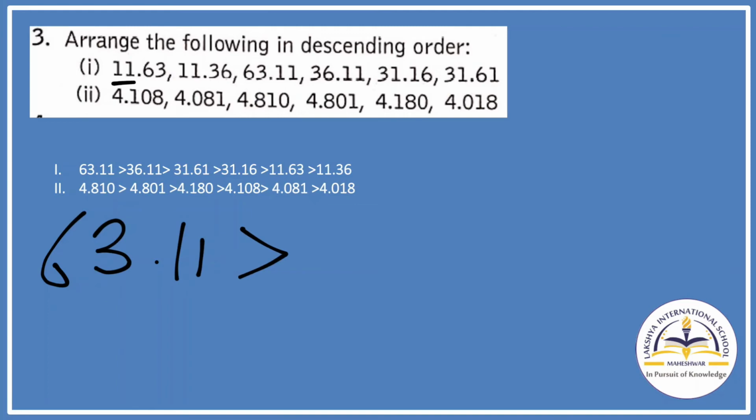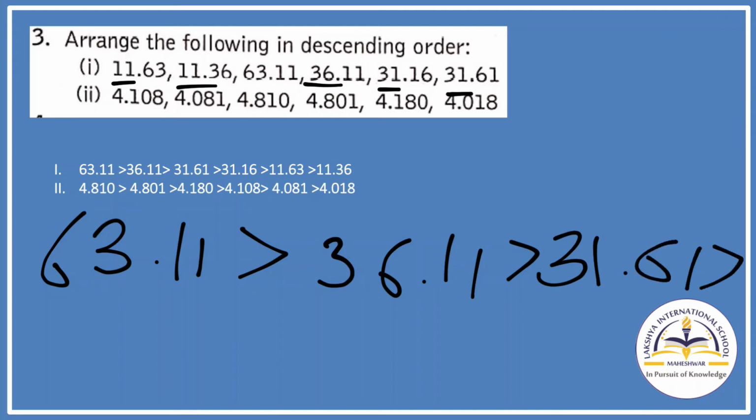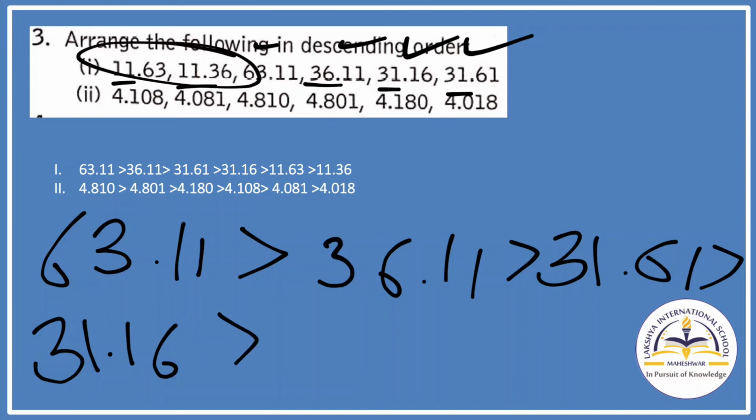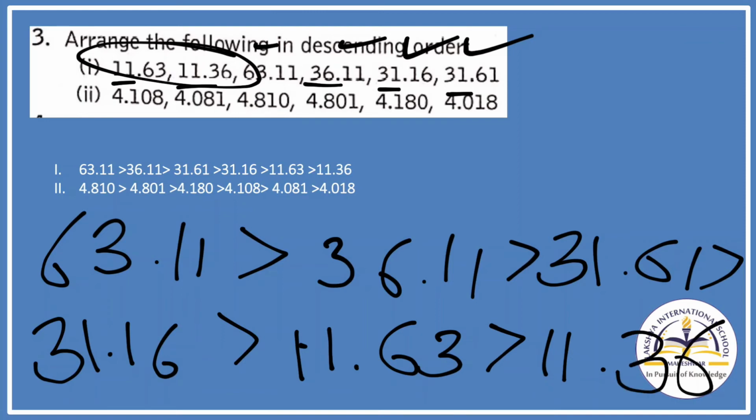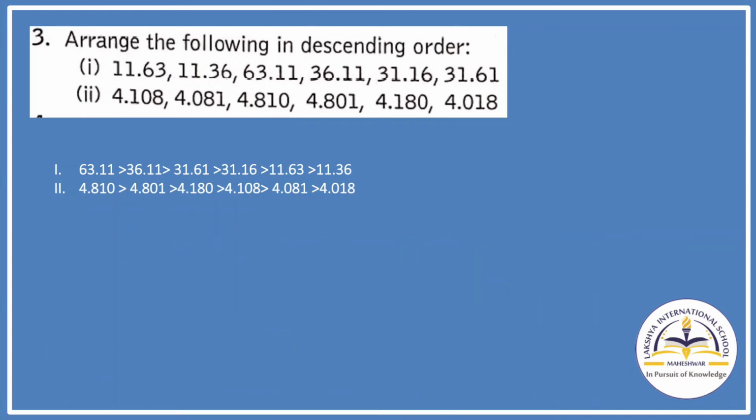Now next 11, 11, 36, 31, 31. Now 36 will be the greater, 36.11. Then next 31 is greater, 31.16 or 31.61. So 31.61 is greater. Now 31.16. Now this number is completed, this number also, this one also, this one also. Now these two numbers are remaining. That means 11.63 and 11.36. So 11.63 is greater, and at last 11.36. This will be the answer. Now you have to solve question number second.